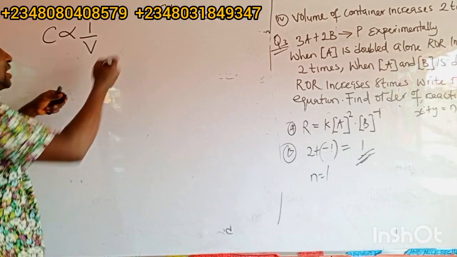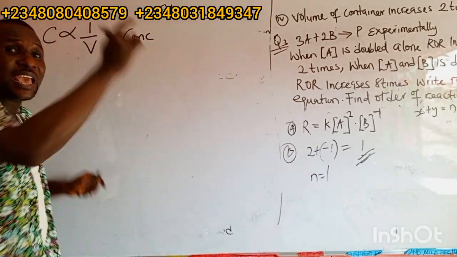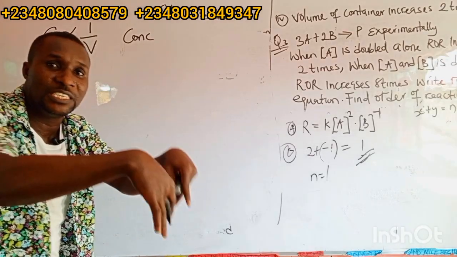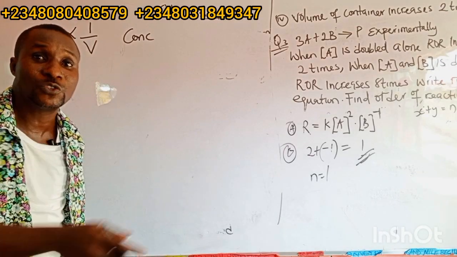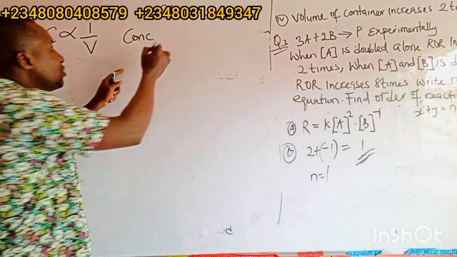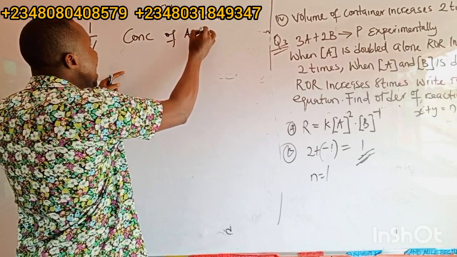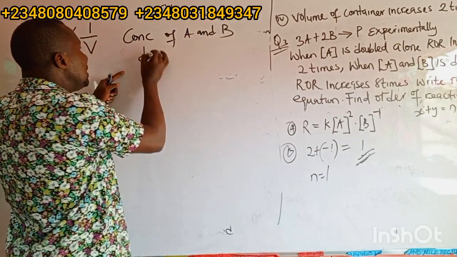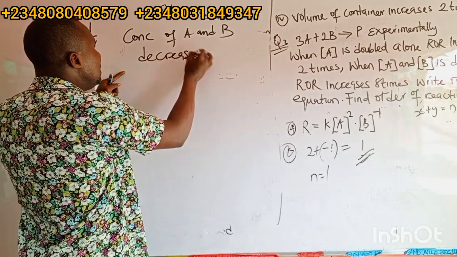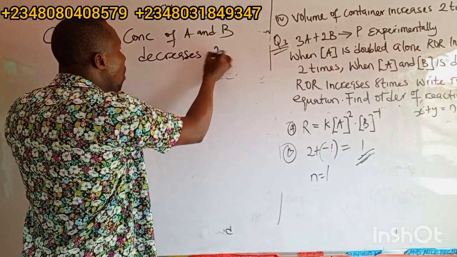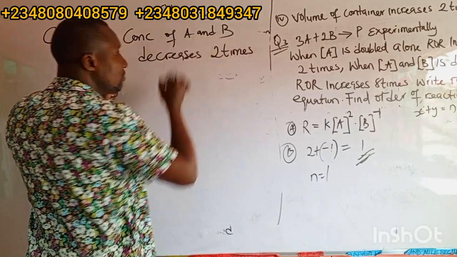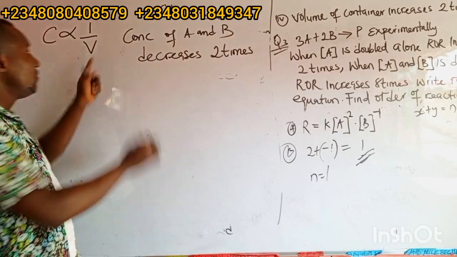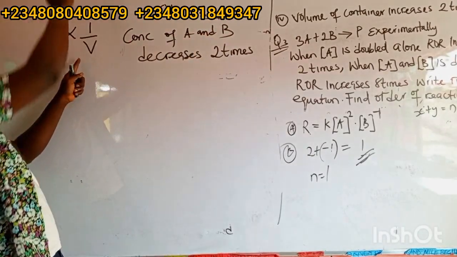In this case, that means the concentration of A and B, they are both in the container, will decrease what? 2 times. That means concentration of A and B decreases 2 times. That's the meaning of that statement, if volume of container increases 2 times.